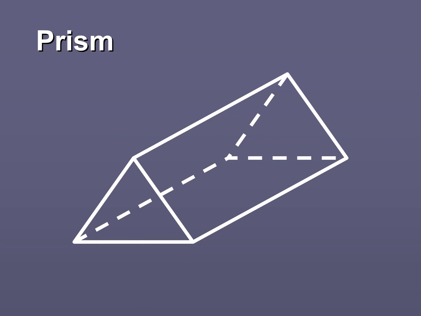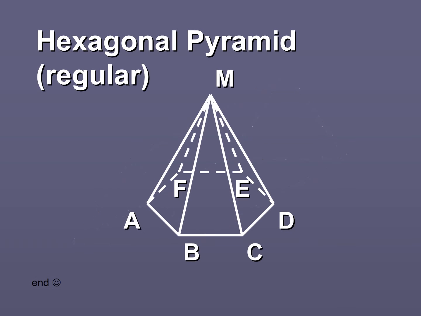Here we have a triangular prism. And then we have a hexagonal pyramid. Now this hexagonal pyramid is regular because the hexagon that is its base is a regular hexagon. Well, that's all we have for this one. Go ahead and attempt the problems.